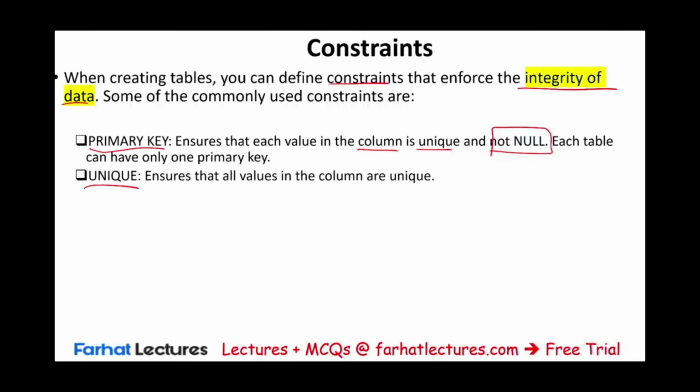Unique, we want to ensure that all values in the column are unique. So the values in the column are not the same as each other. Not null. We want to make sure that columns cannot have a null value. You have to have something. Null means nothing.